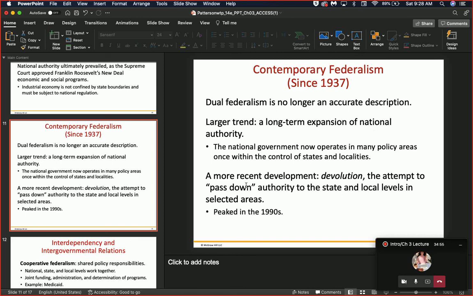But then, during this period, right around the 1980s, we really saw the process of devolution happen, which is whenever the national level government starts to hand the powers back to the state governments. Okay? It peaked in the 1990s.